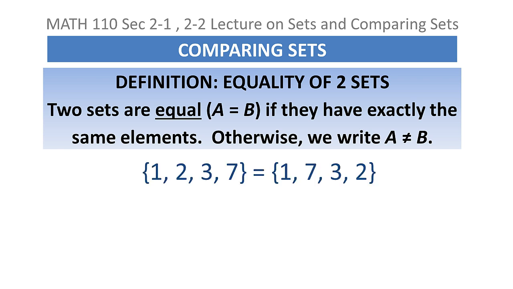So for instance here, the set containing the elements 1, 2, 3, and 7 is equal to the set containing 1, 7, 3, 2. Notice that the order is not the same, but for equality of sets it doesn't matter. What matters is there are exactly the same elements. There's a 1 in both, there's a 2 in both, there's a 3 in both, and there's a 7 in both, and there's nothing in one that's not in the other. That's all that's required for equality. Order doesn't matter.